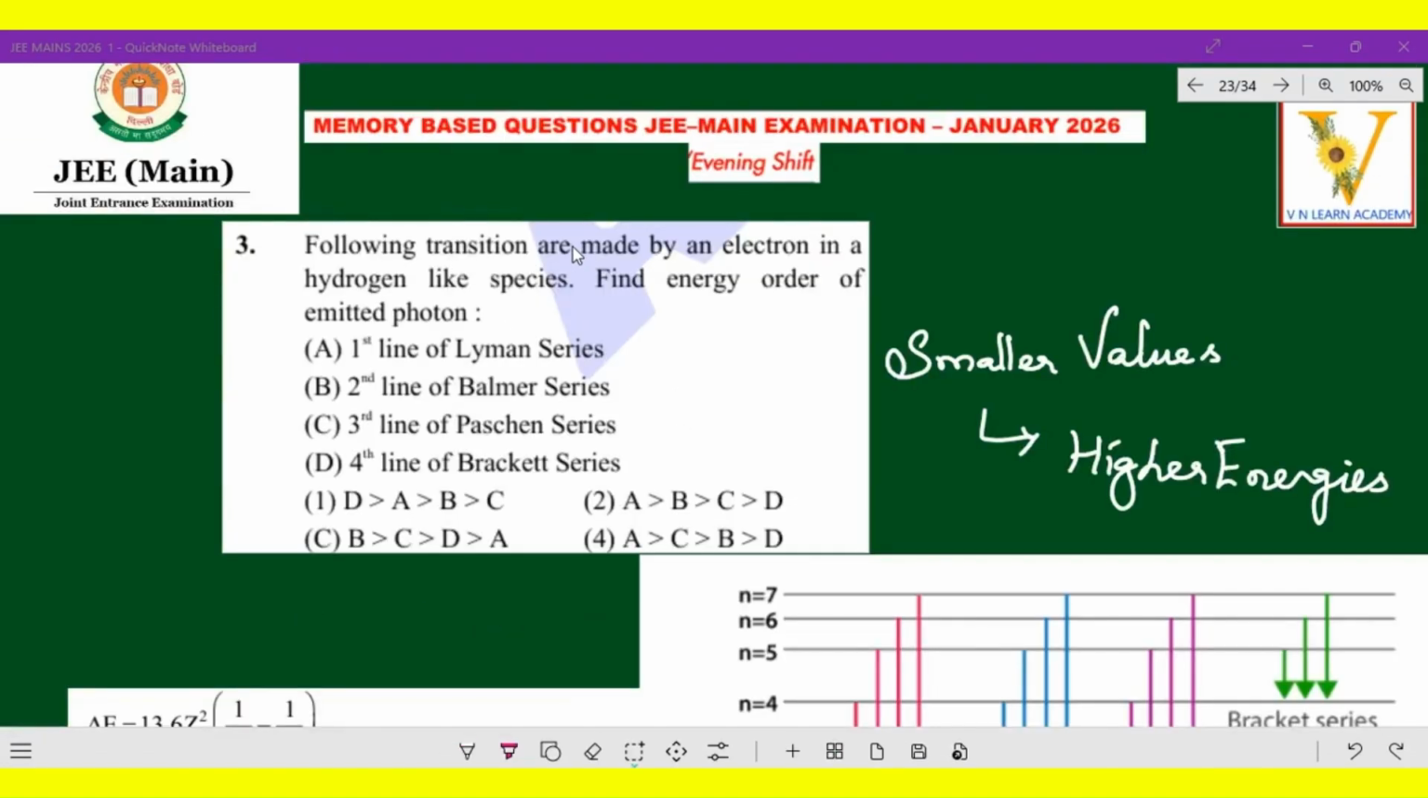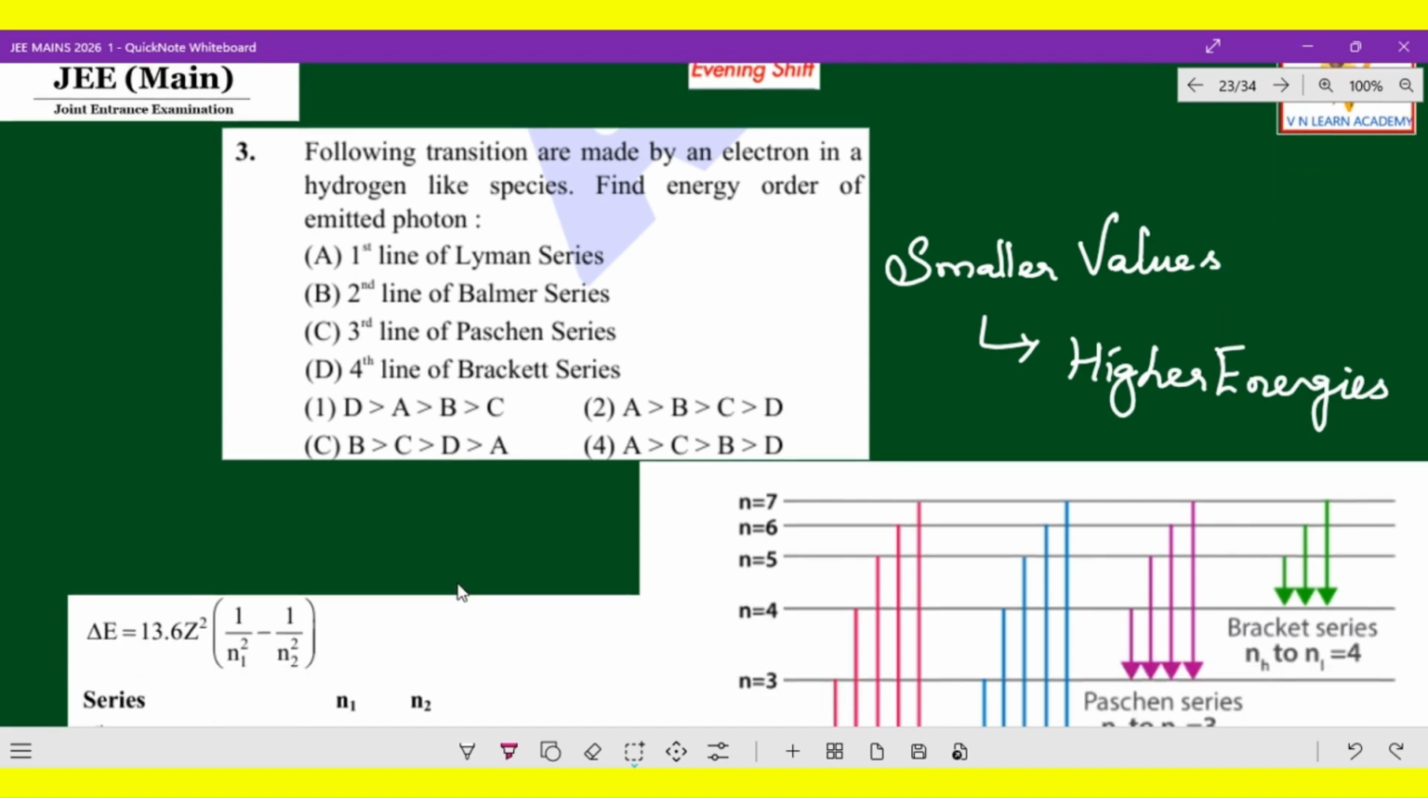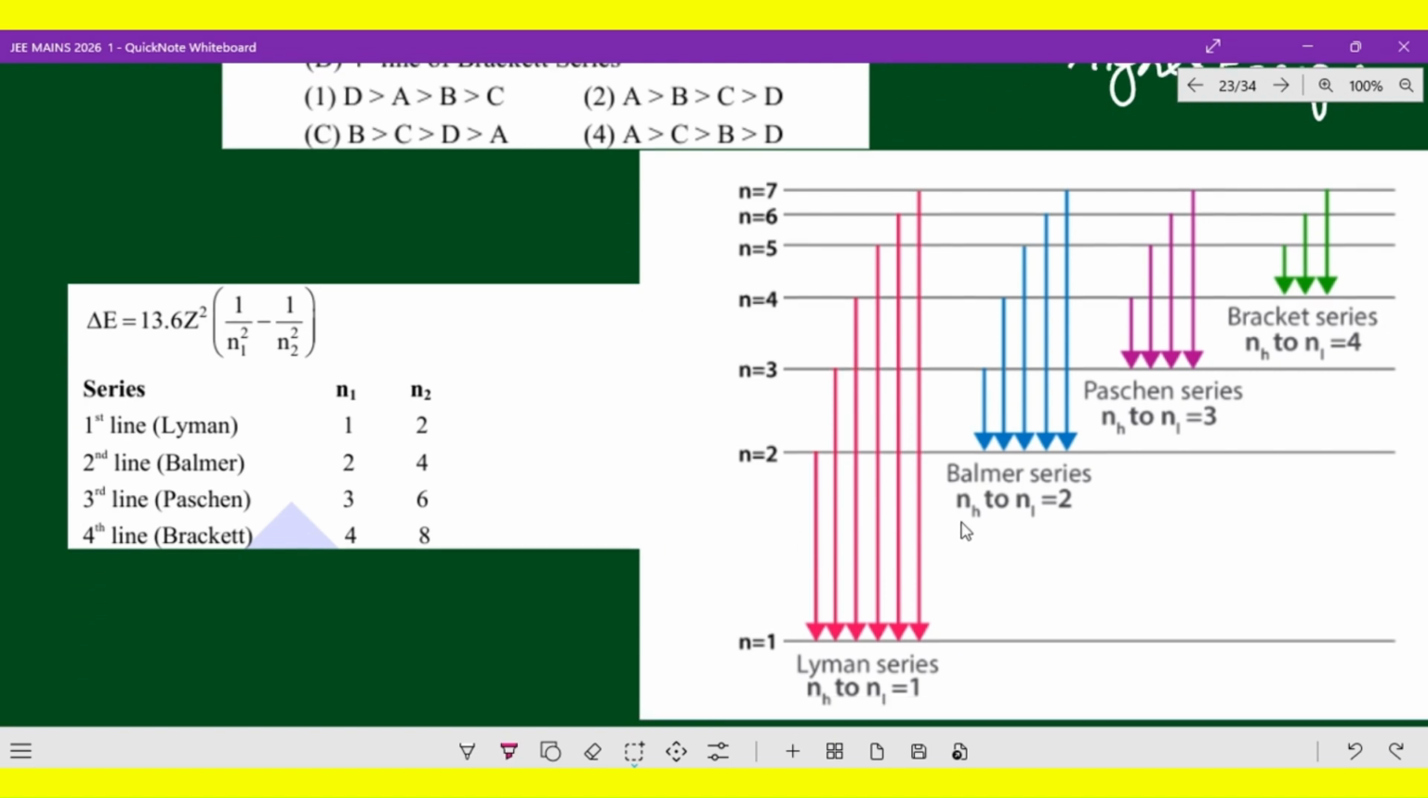Following transitions are made by an electron in a hydrogen-like species. Find the energy order of the emitted photon. So you know very well the hydrogen spectrum, that is Lyman, Balmer, Paschen, Brackett, Pfund. So actually, which has lower values gives higher energy. So the energy gaps, I just bring that idea for you to understand. Here, when you see this picture, this is the hydrogen spectral series. You might have learned this.